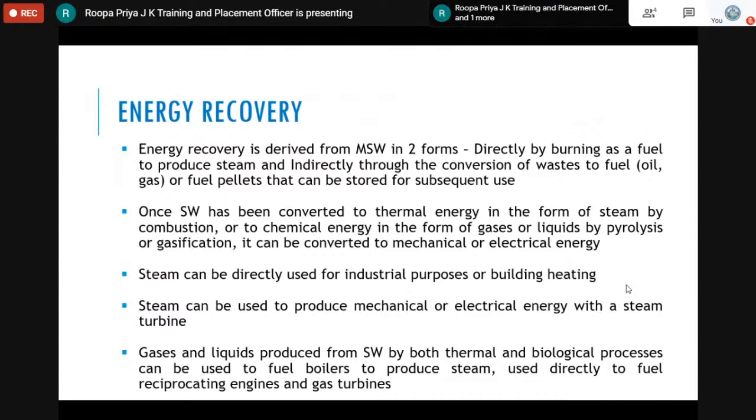The gases and liquids produced from solid waste by both thermal and biological processes can be used to fuel boilers to produce steam, and they can also be directly used to fuel reciprocating engines.